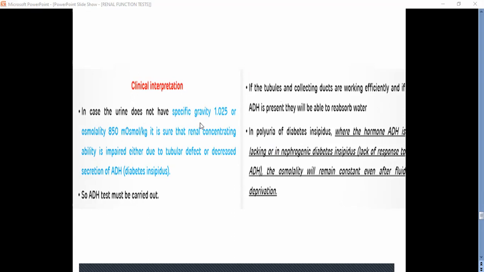In case the urine does not reach a specific gravity of 1.025 or osmolarity of 850, it is certain that renal concentrating ability is impaired. That is, if after the test the values remain unchanged, it means the kidney is not functioning well. It cannot excrete solutes or ions into the urine. That is why, if the osmolarity before the test and after 15 hours without water shows no change, it clearly indicates that the kidney is dysfunctional.